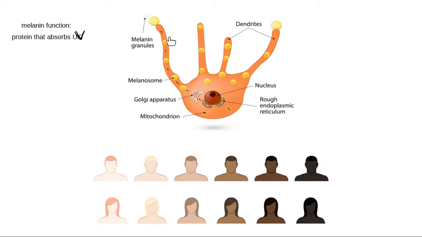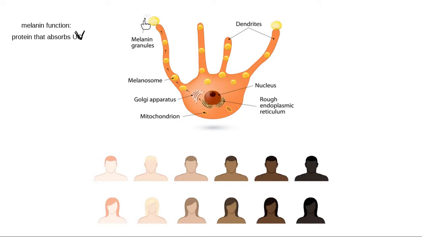Melanin is made by these funky looking cells. Notice that they have these little extensions here called dendrites. We will use this word dendrites again when we talk about the nervous system. So the way that neurons receive messages is with their dendrites. The way that melanocytes share their melanin is by having these dendrites as well.